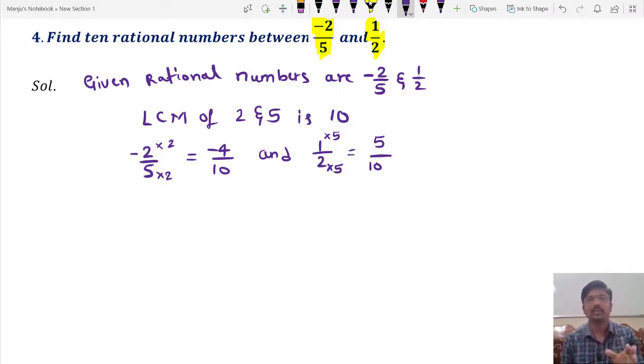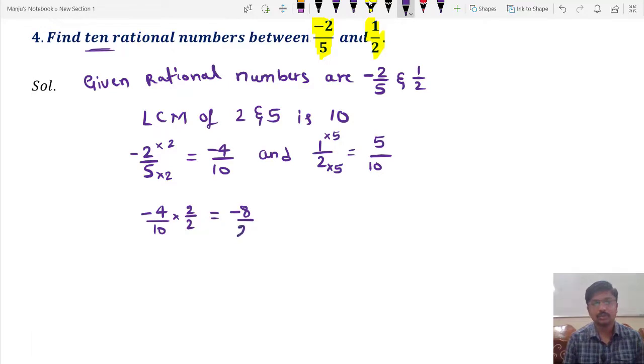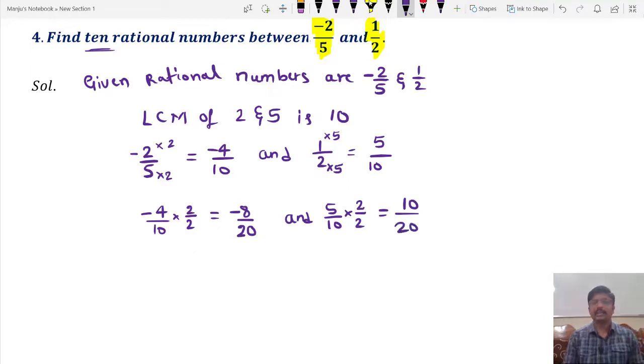In between these two numbers we are not getting 10 rational numbers. Further, what do we have to do? Again consider minus 4 by 10 and multiply numerator and denominator by 2. What do we get here? Minus 4 twos are 8, divided by 10 twos are 20. And 5 by 10, multiply numerator and denominator by 2. 5 twos are 10, 10 twos are 20.